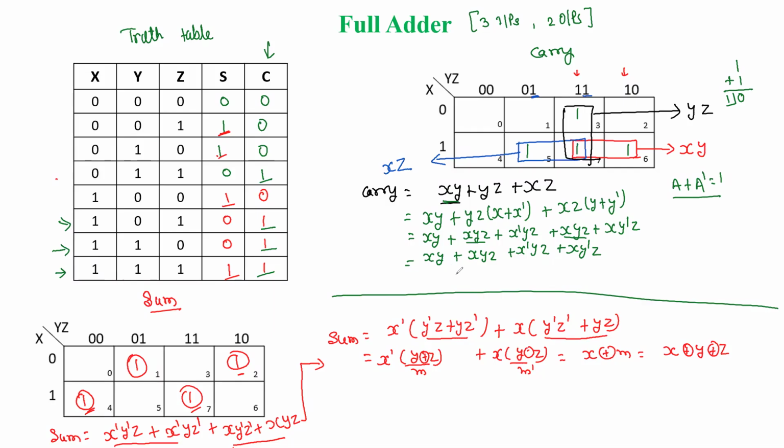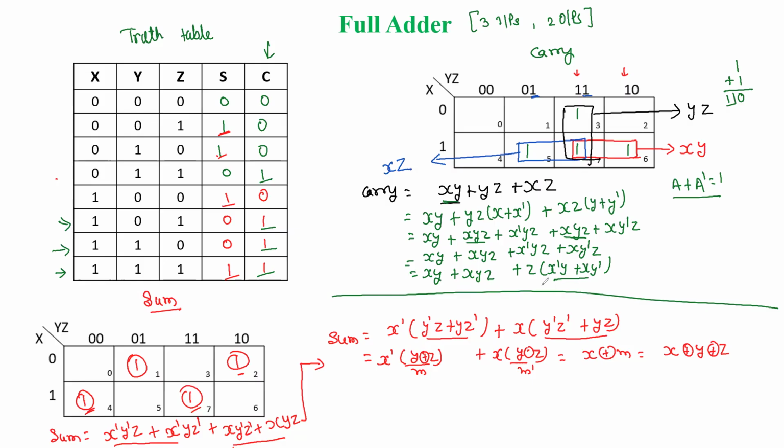Now see what is common. In the last two terms, we have z common. So this one will be written as x'y + xy', and here z is common. So this is coming as the XOR gate.